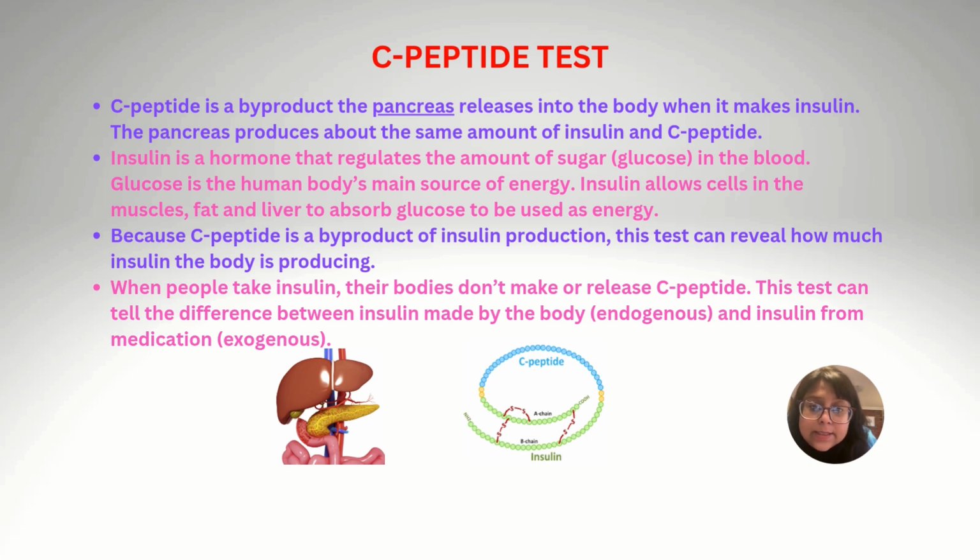Because C-peptide is a byproduct of insulin production, this test can reveal how much insulin the body is producing. When people take insulin, their bodies don't make or release C-peptide. This test can tell the difference between insulin made by the body, which is endogenous, and insulin from medication, which is exogenous.